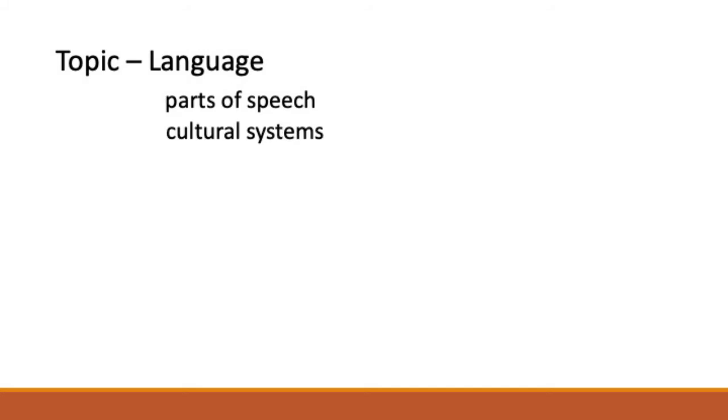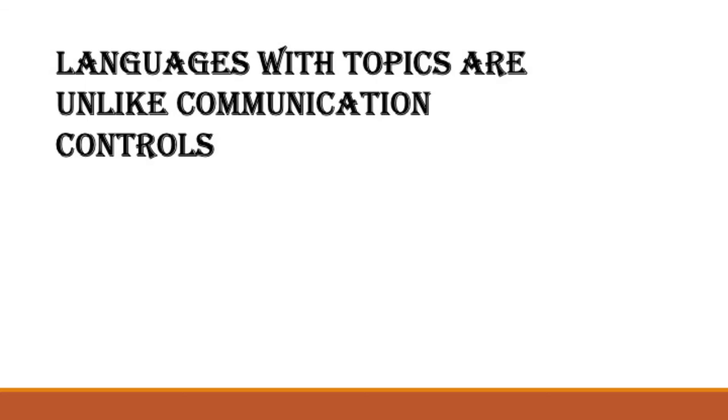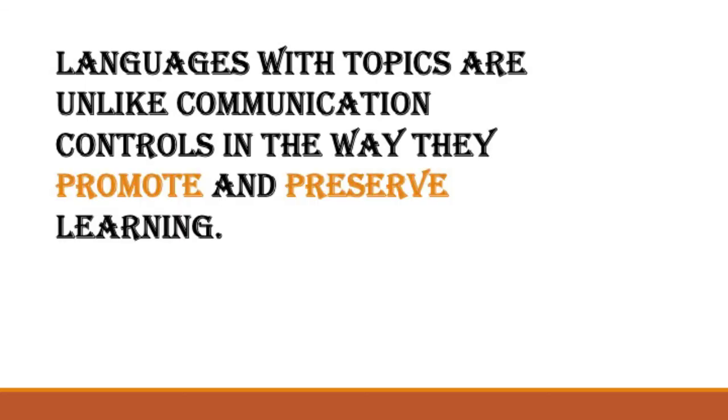Asked to think about what that topic might cover, a person could say nouns, verbs, people, places, things, concepts. Or the person could go in another direction and say French, Arabic, Sanskrit, Spanish, Russian. Still another set of associations might be natural languages, logical languages, computer languages. Languages with topics are unlike communication controls in the way they promote and preserve learning.